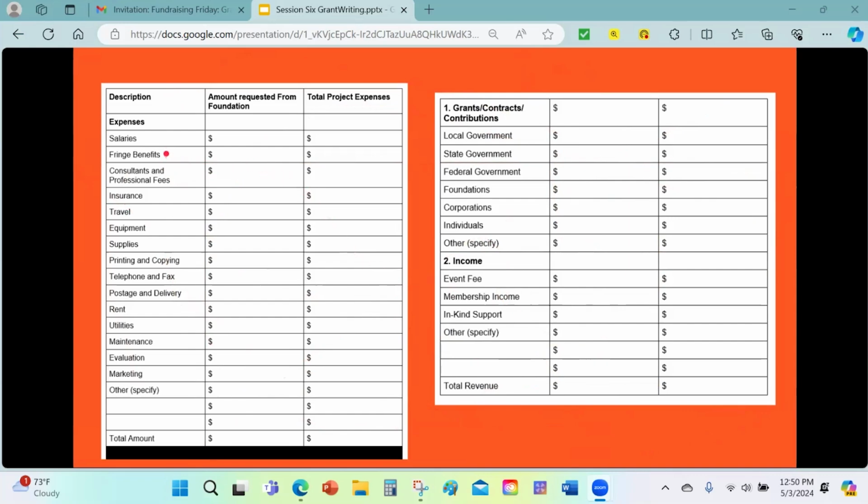And these are things you can think about: salaries, fringe benefits, travel, equipment, printing, utilities, postage, rent, maintenance, the evaluation, marketing, other.